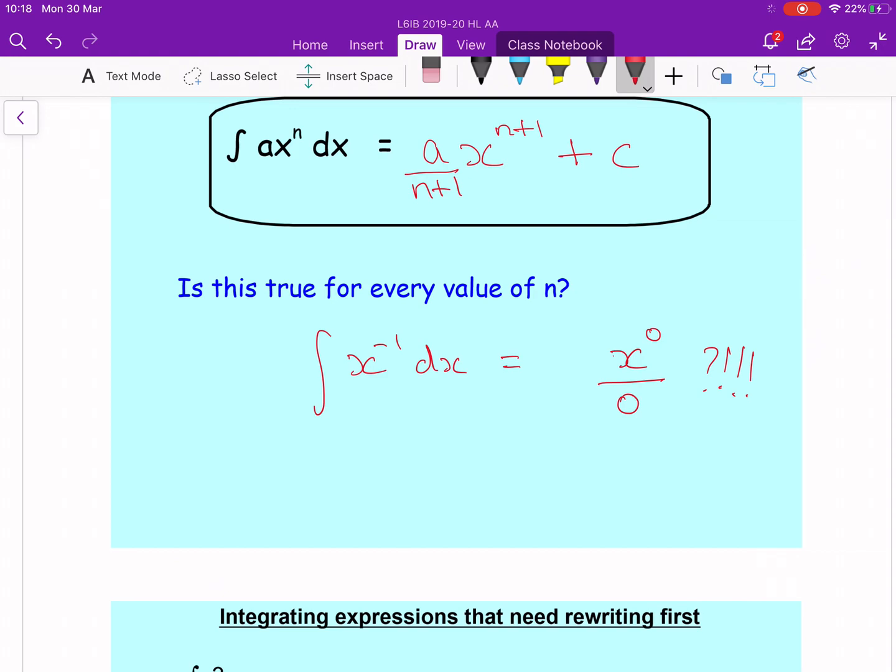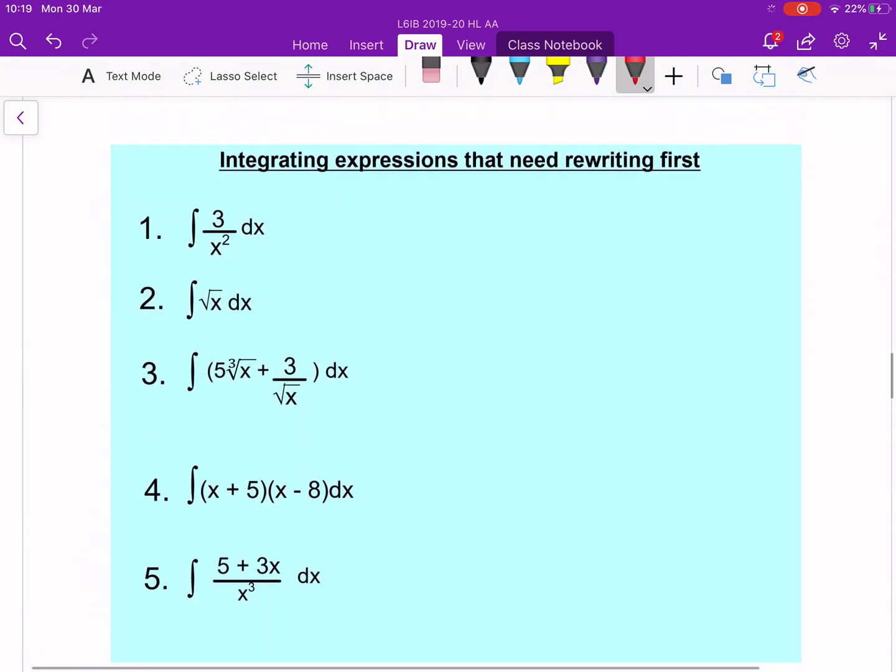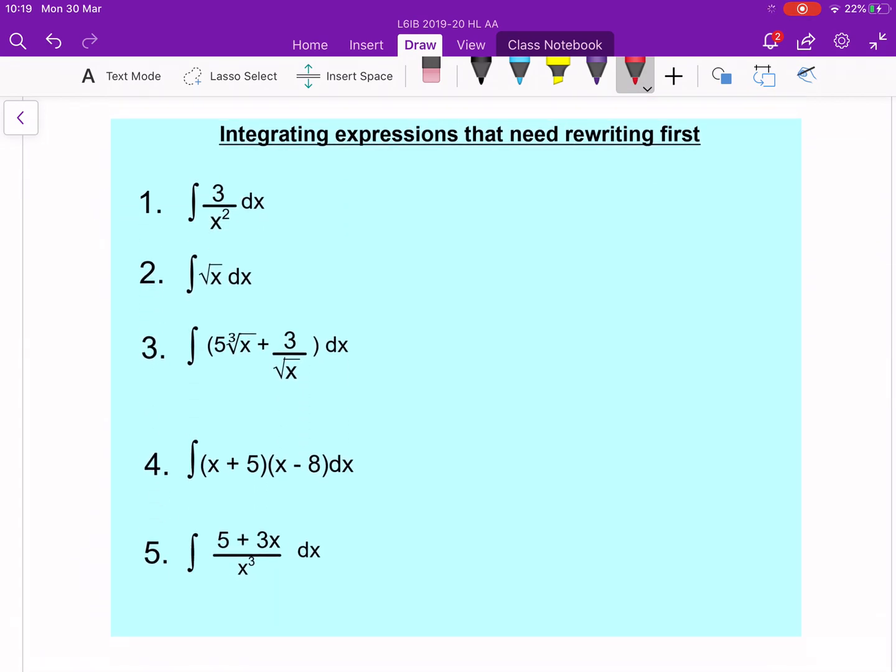So it works for all values of n, except n equals minus 1. And we will learn more about what we do in that situation later in the course. Now the rules then are exactly the same as they were for differentiation. So if I want to integrate something like this, I'm going to rewrite it first and then apply the rules.